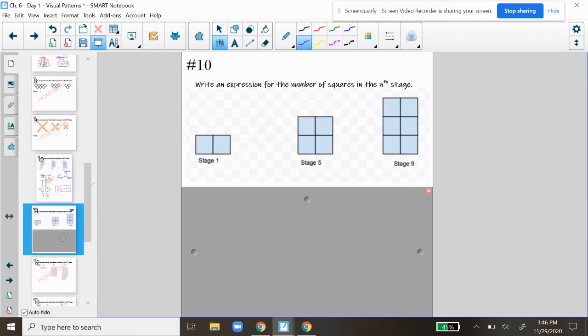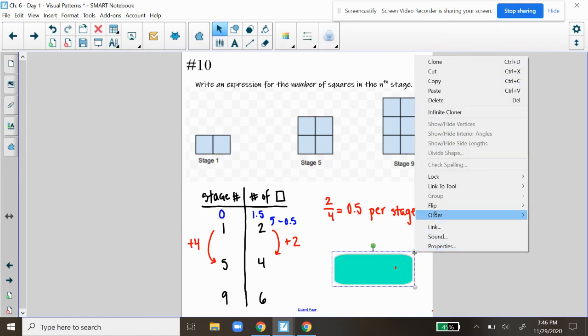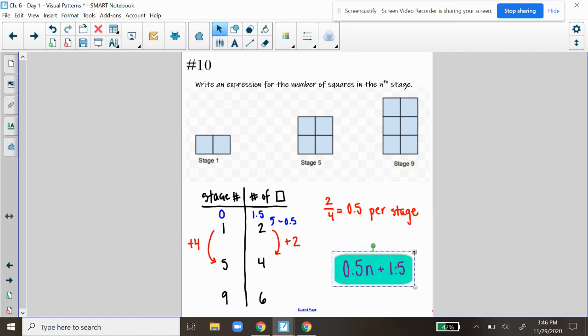All right, I want you to try this one on your own. It's quite similar. Again, we're missing some stages. See what you can do with this one. Okay, we're back. So hopefully you found out that again, it was going to be 1/2 per stage, or in other words, 1/2 for our coefficient. And hopefully you worked backwards to figure out 1.5 was your starting value, which means your expression was 1/2 n plus 1.5.